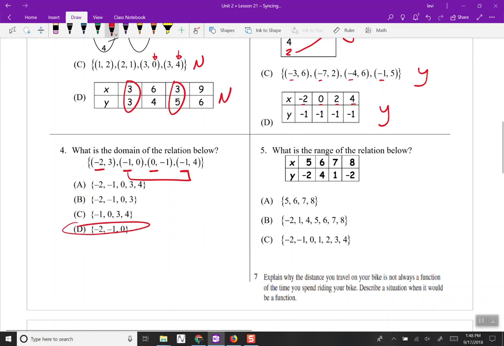5, what's the range? Range is the y values. So this looks like negative 2, 1, and 4. We don't need to redo the negative 2 twice. So negative 2, 1, and 4. We'd write that in ourselves. Negative 2, 1, and 4. That's our range.